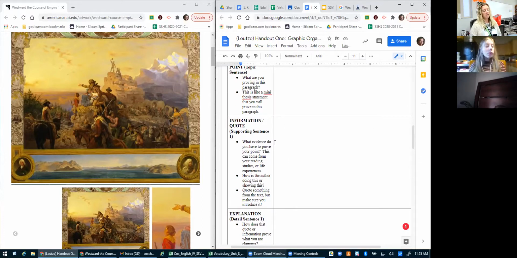Information is the quote from the source that you're using. So it's the evidence that you're gathering to prove this. It has to go back up here and relate to this. You have to have evidence to prove your point. You can't just say something that you don't have evidence for.